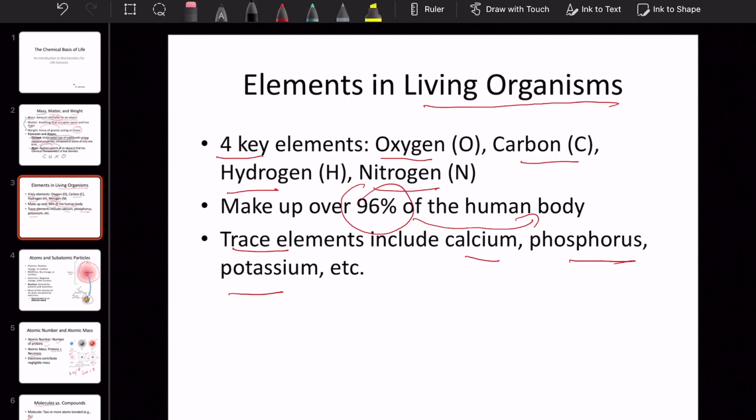Elements in living organisms: there are four main elements we're going to see throughout, oxygen, carbon, hydrogen, and nitrogen. These make up over 96% of the human body, including water. Water is what? H2O, 2 hydrogen and 1 oxygen. Then trace elements are not needed in such large amounts. They are calcium, phosphorus, potassium, magnesium, etc.